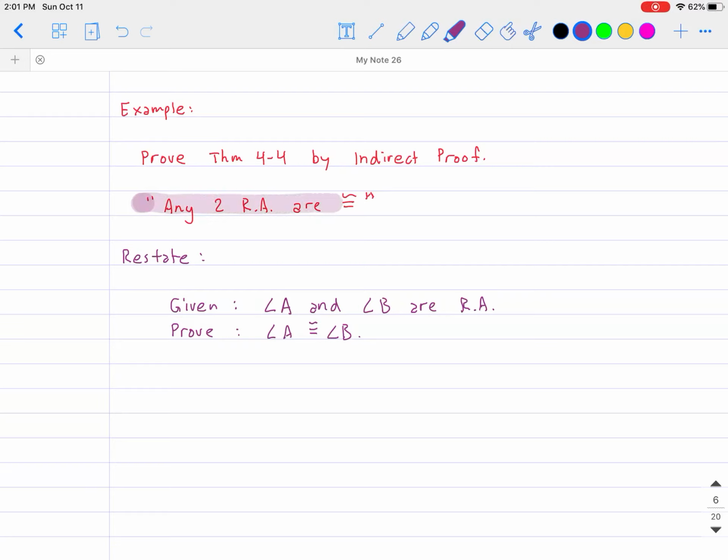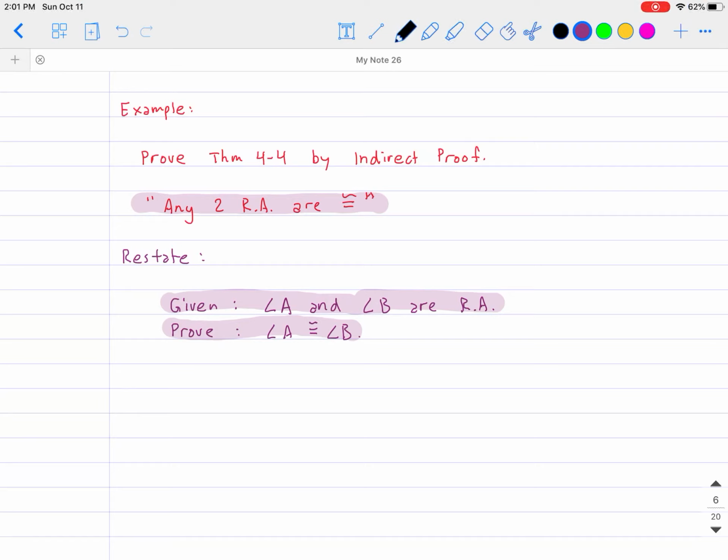This time it says prove theorem 4.4 by indirect proof. And once again, writing out theorem 4.4, here's what it says. Any two right angles are congruent to each other. Well, I think this one's going to be a little bit easier than the last one. As a restate, given is that you have the two angles and they are supposed to be right angles.